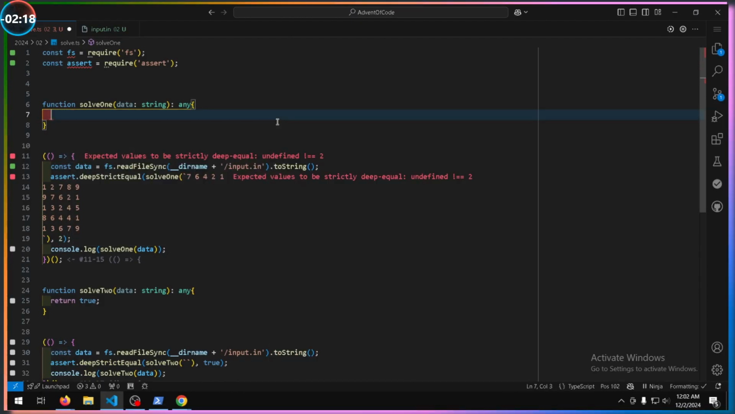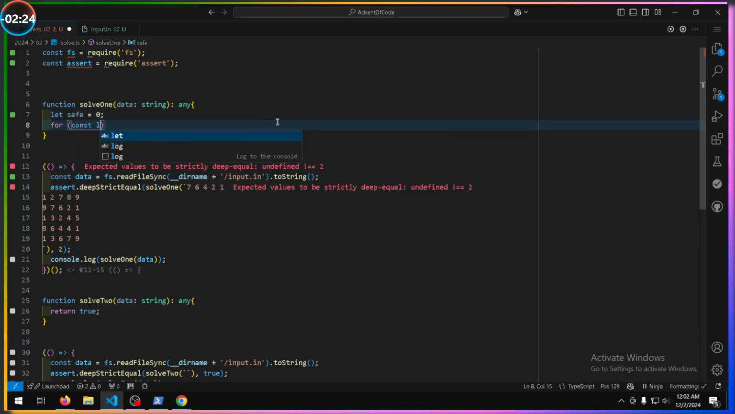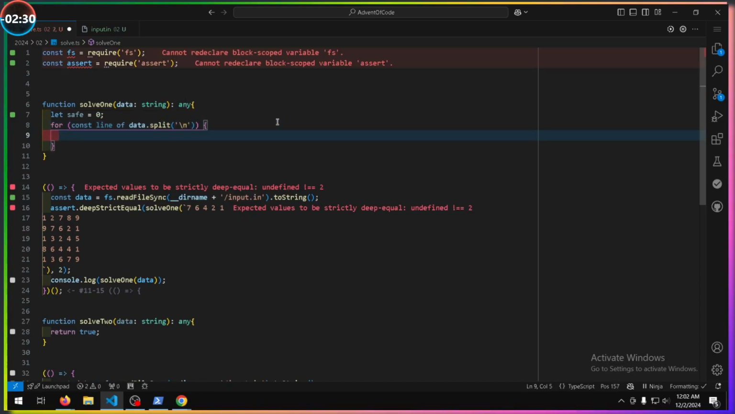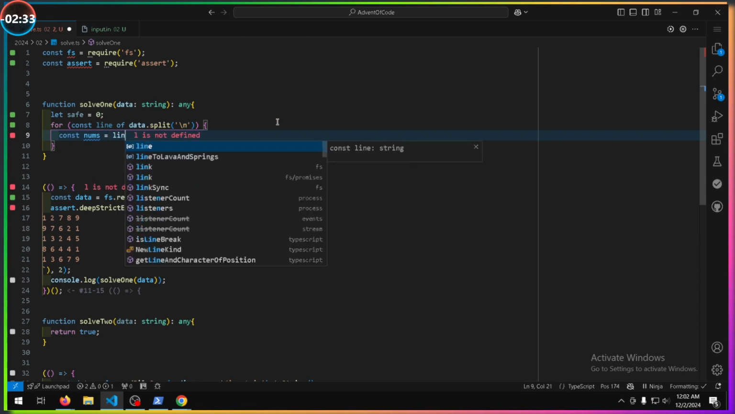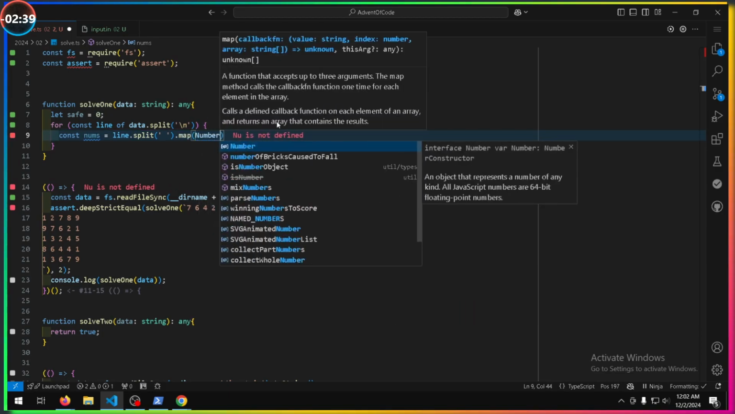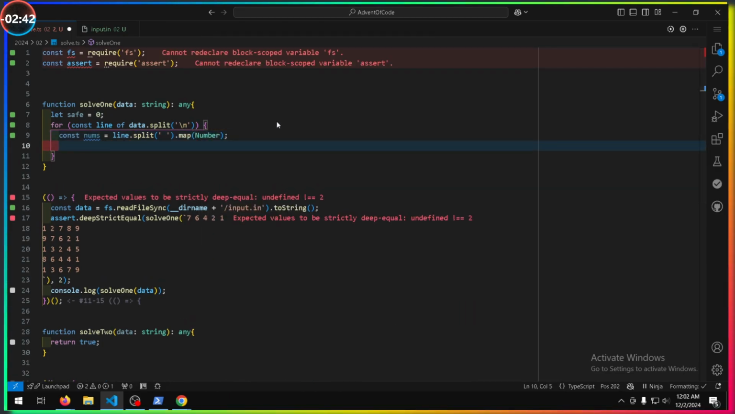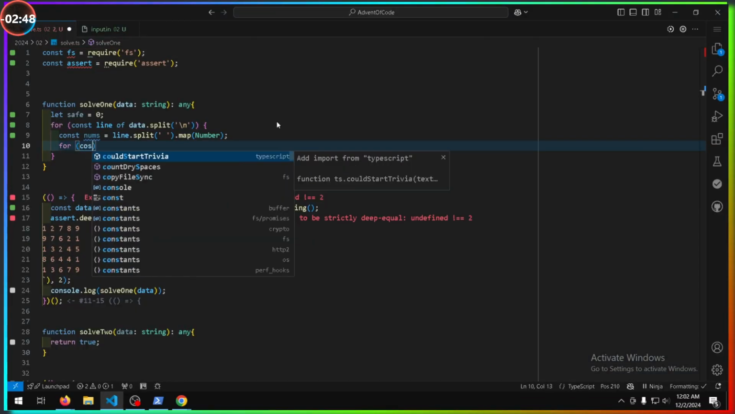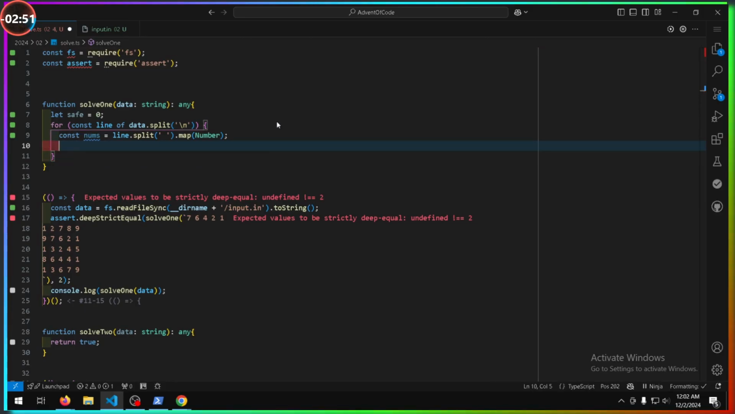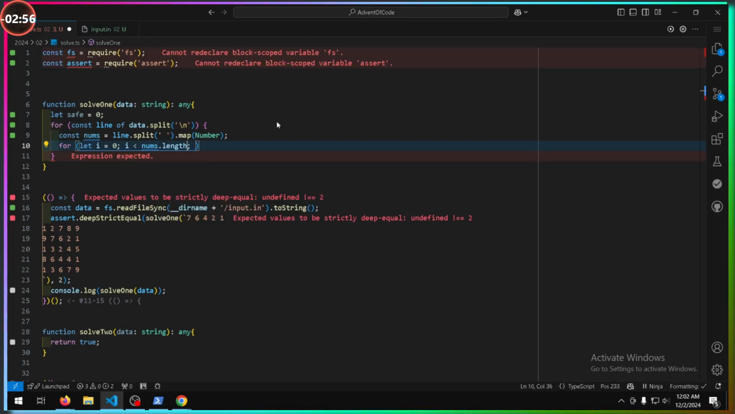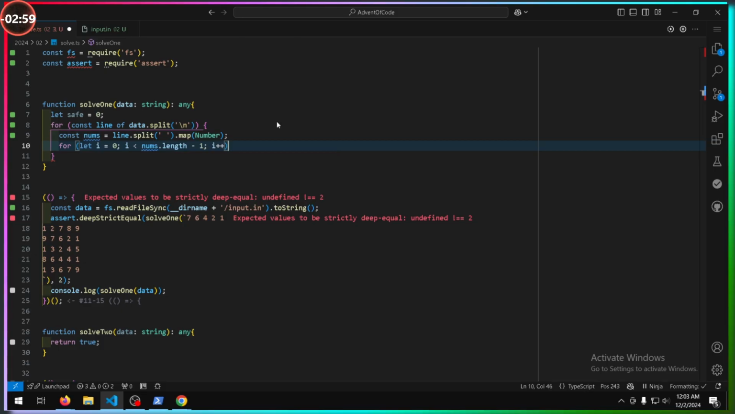Const, let safe equal 0, for const line of data that's split. I can imagine part two being you're also doing verticality, but let's do this. Const nums equals line dot split on spaces, and then map each of those to a number. And then just check if the diffs are consistently one or two. So for let i equals 0, i less than nums dot length. Don't go to the last one though. i plus plus.